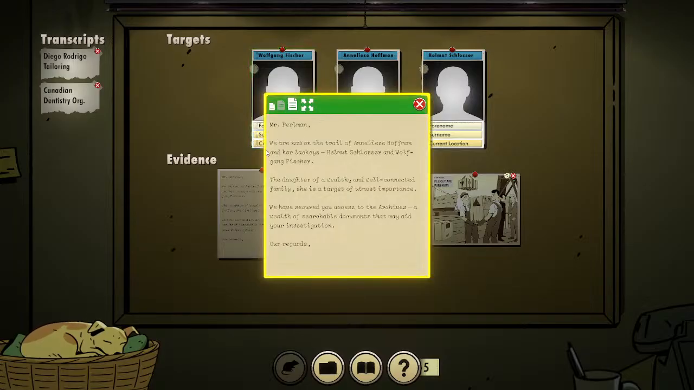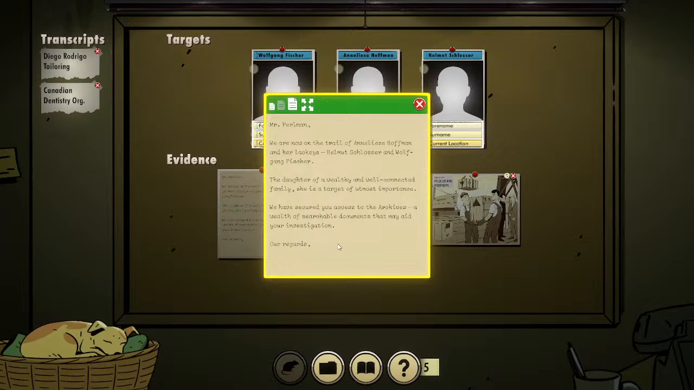Mr. Perlman, we are now on the trail of Anneliese Hoffmann and her lackeys, Helmut Schlosser and Wolfgang Fischer. The daughter of a wealthy and well-connected family, she is target of utmost importance. We've secured you access to the archives, a wealth of searchable documents that may aid your investigation.